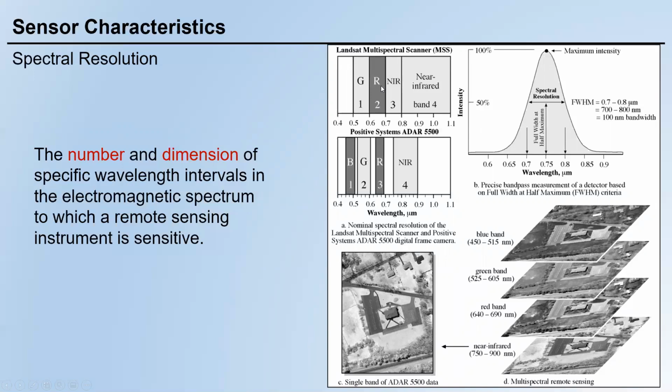Band 1 green, band 2 red, band 3 near infrared, band 4 also near infrared. But band 3 is near infrared from 700 nanometer to 800 nanometer. Band 4 is from 800 nanometer to 1100 nanometer. So how about ADAR 5500?